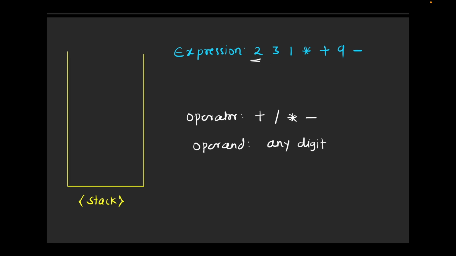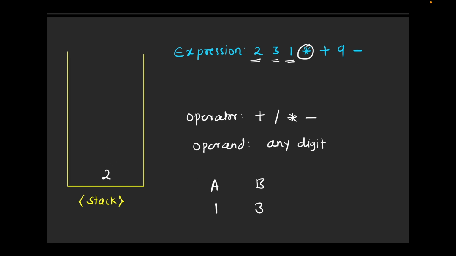So what I will do is, I have an operand, simply push it into my stack. Again I came across an operand, simply push it into my stack. Now again I came across an operand, simply push it into my stack. Now I came across an operator. So what I will do is, I will simply pop the top 2 elements from my stack. The first element is 1, which I assign to A. So I have removed the 1, and then the top element is 3. I have assigned it to B.